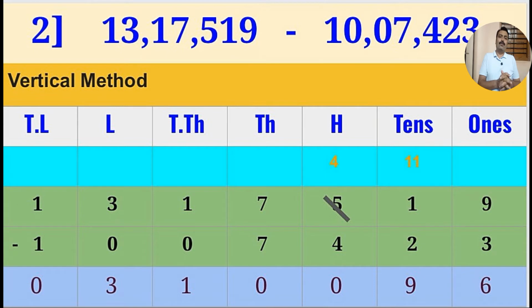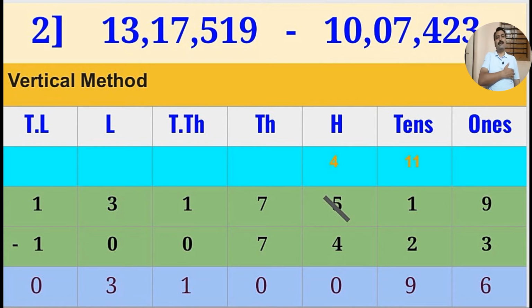After that, we want to arrange the given two numbers at proper places there. In the first number 13,17,519, we arrange this number in the opposite way starting from ones. So 9 we arrange into ones column, 1 into tens column, 5 into hundreds, 7 into thousands, 1 into 10,000s, 3 into lakh and 1 into 10 lakh. After arranging the first number we put the minus sign there.